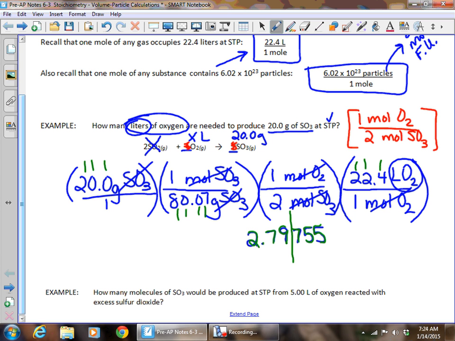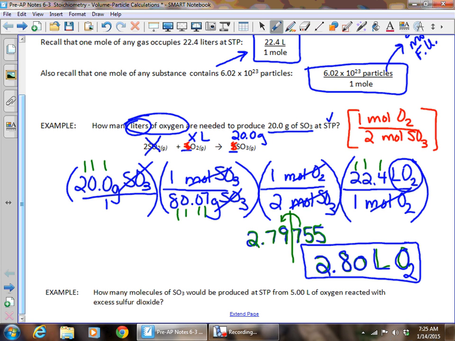Draw our Sig Fig line. You can put times 10 to the 0 if you want to. I choose not to. So looks like we're going to need to round up to 2.80 for our numerical value, and liters of O2. Final answer, circle it. Liters of O2 for our liters of oxygen. Now, it could say volume here. If it says volume, it's looking for liters. So watch for that. That might pop up on a couple of problems.